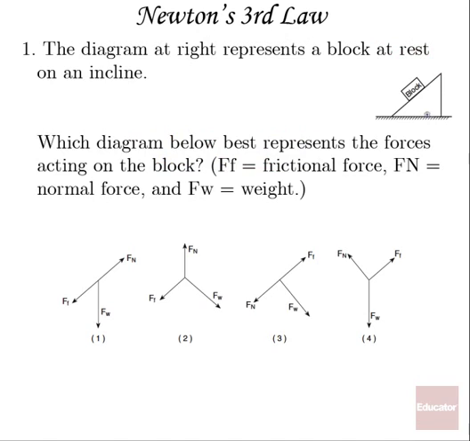Number 1, the diagram at right represents a block at rest on an incline. Which diagram below best represents the forces acting on the block? Well, right away I know I'm going to have the block's weight down. We're going to have the normal force, which is always perpendicular to the surface, and if the block wants to slide down the ramp, then I would expect to see force of friction acting up the ramp. So of these choices, the one that matches on our free body diagrams here is number 4. Weight down, normal force perpendicular to the ramp, and friction acting to oppose the motion of the object up the ramp.